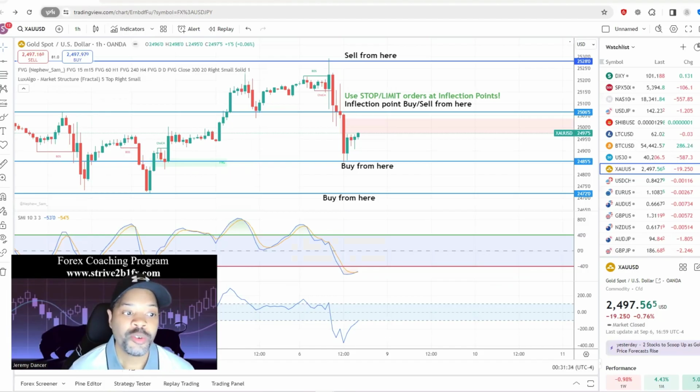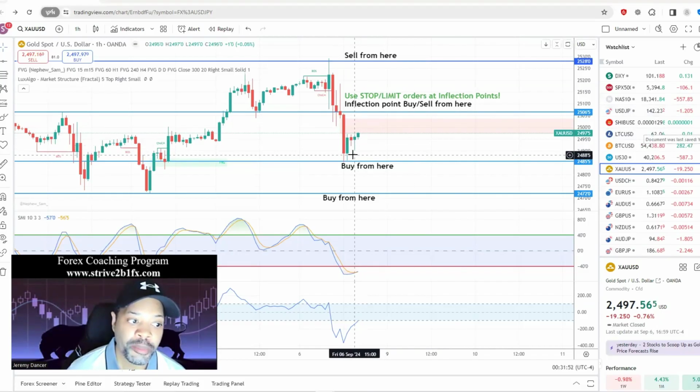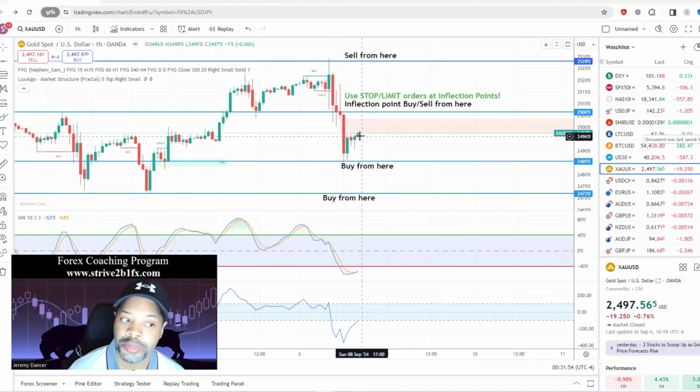All right, so right now gold is at a very beautiful position to start looking for some entries. With the current price around 24.97 when the market opens, it looks like there's a lot of bullish momentum. It's going to push the price up a little bit.